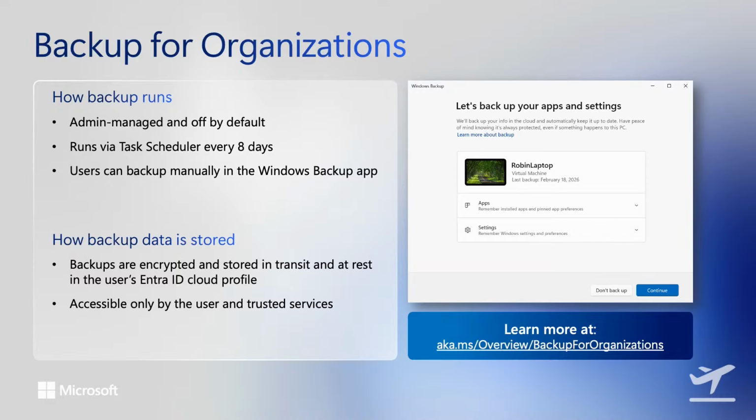When it is enabled, the backup scheduled task will run every 8 days. If users want to back up at a specific time, they can back up manually using the Windows Backup app, which is shown here on the right. Users' backups are encrypted and stored in transit and at rest in the user's Entra ID cloud profile. These backups are only accessible by the user and trusted services.